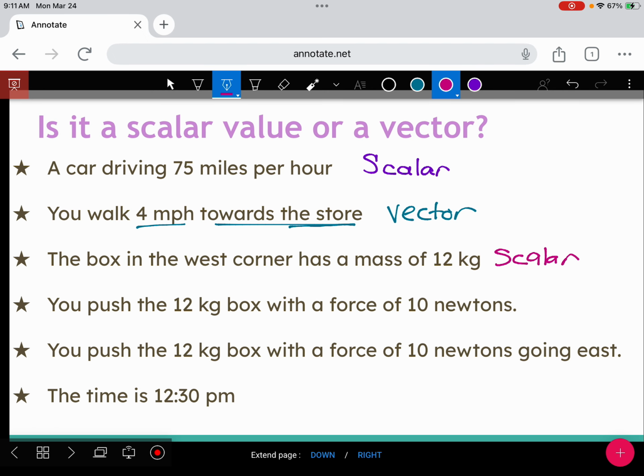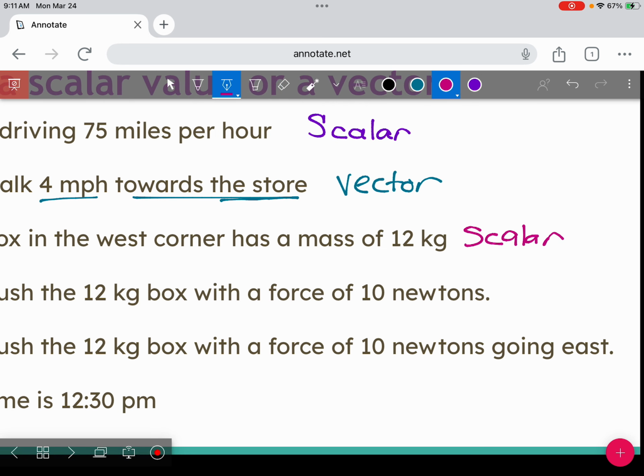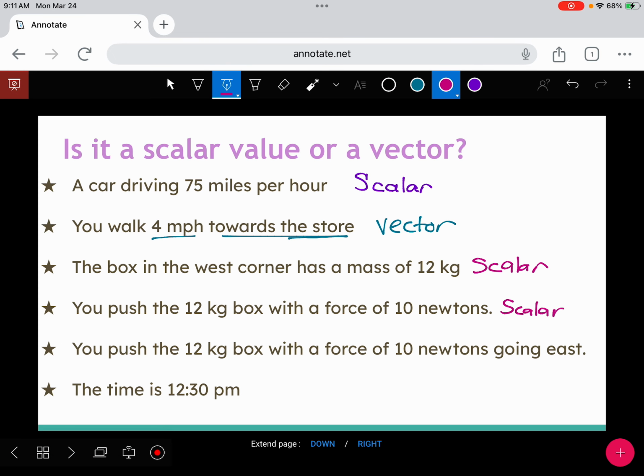You push a box with a force of 10 newtons. Scalar. We don't have a direction on this one. I've got the weight of the box, I've got a force, but this is a scalar. You push the 12 kilogram box with a force of 10 newtons going east. That's a vector. Now that I have this direction, this is a vector.